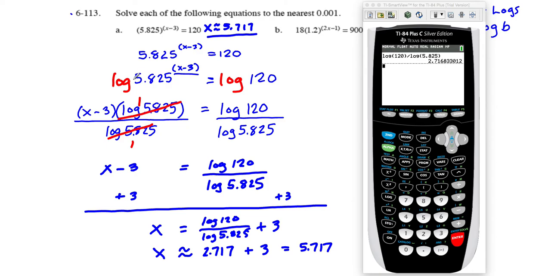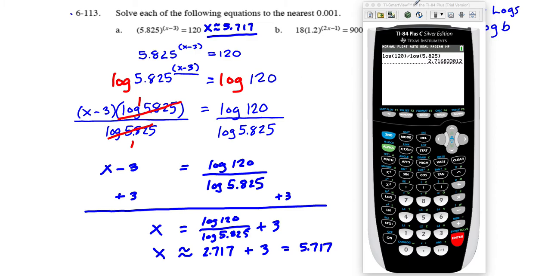So just a quick recap on that one. Because our variable's in the exponent, we can help get it out by taking the log of each side. And remember, it doesn't matter what log we use. We could use log base 2 as long as we did it on both sides. We could use log base 3. We just use the log because that's the easiest one to type on the calculator and the fastest.